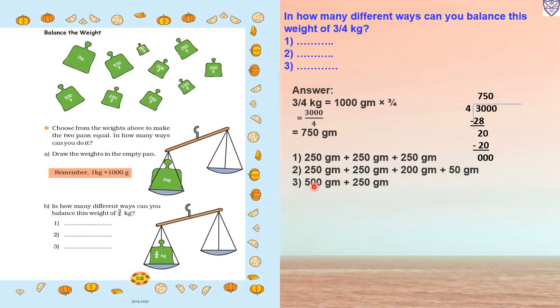In the third way, we will keep a 500 gram bag and 250. So it will make a 750 gram.